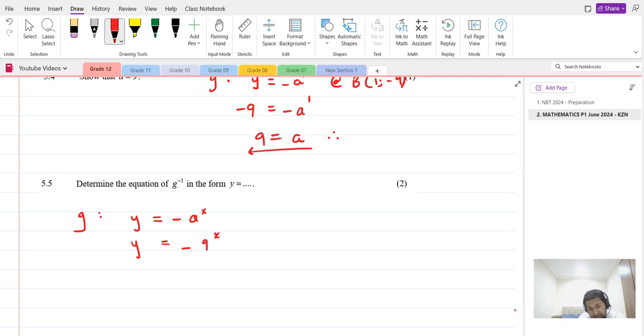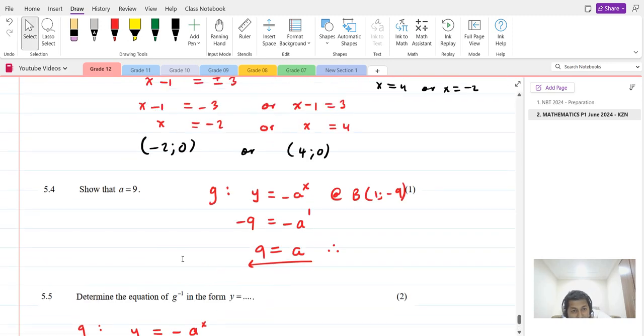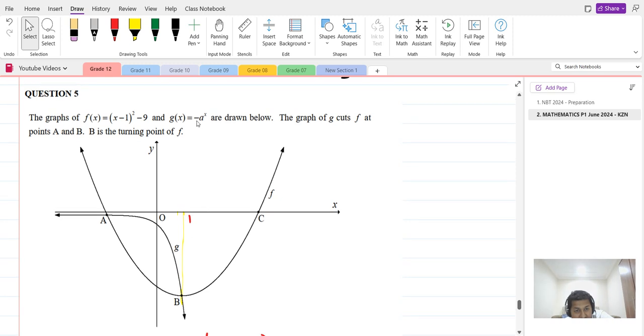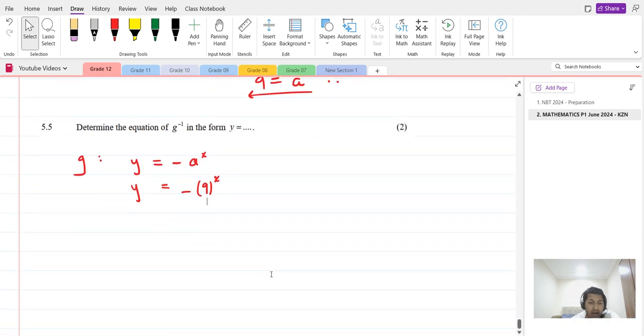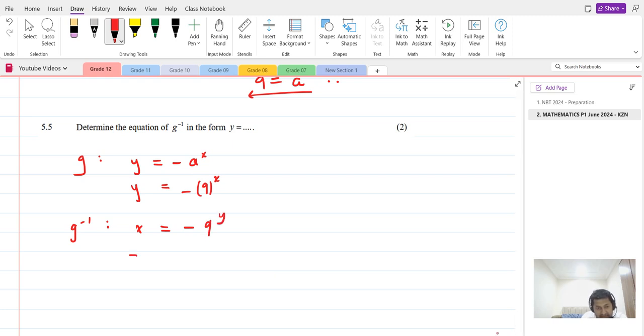Now remember, the negative is on the outside, so I would recommend putting brackets here so you don't mix it up: negative (9 to the power x). Right, perfect. Now we need to find the G inverse. So G inverse is x equals negative 9 to the power y. We're going to multiply both sides by negative, so you get negative x equals 9 to the power y. Now we solve for y. So y now becomes log of negative x base 9. That's my answer.